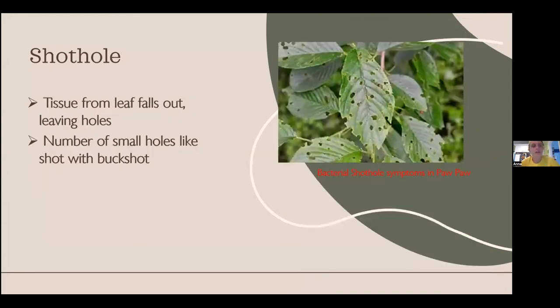Next symptom is shot hole. This is called shot hole for obvious reasons. It looks like it was shot with buckshot. The tissue from the leaf falls out, leaving these holes behind. This can also look a whole lot like snail and slug damage, Japanese or June bug beetle feeding damage. The key is to look at the edges of these shot holes. Sometimes you get that kind of watery yellow ring around it. That means we might have something more pathogenic versus a pest to deal with.